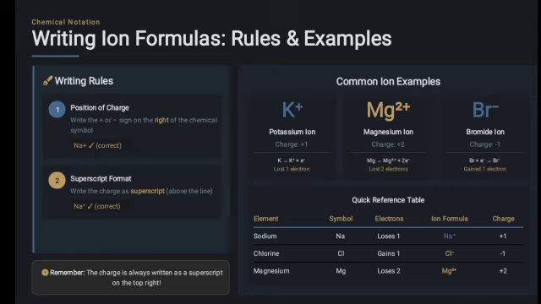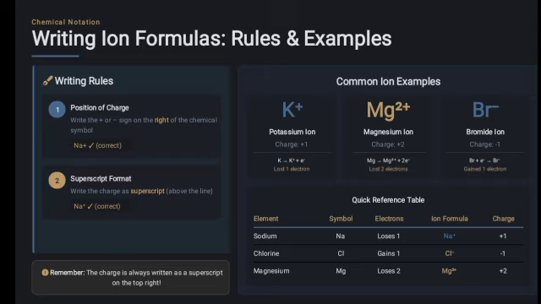Now we will move towards the table which I have given you in the lower part. It is sodium. Its chemical symbol is Na. How many electrons is it going to lose? One. When it loses one electron, the ionic formula will be Na positive.